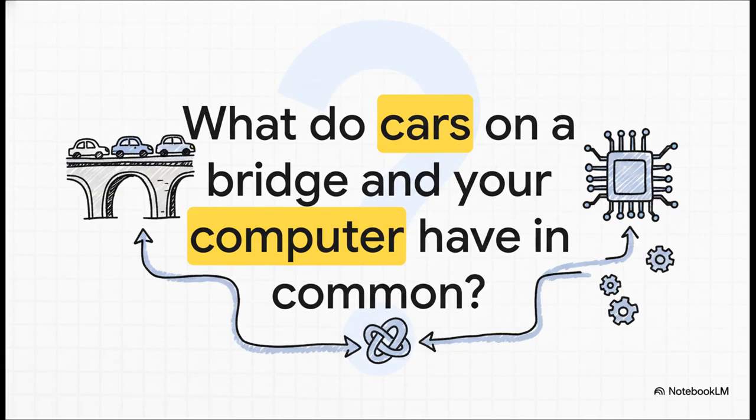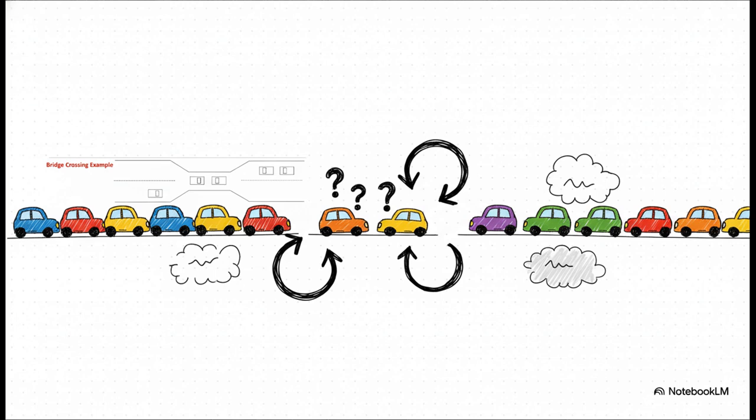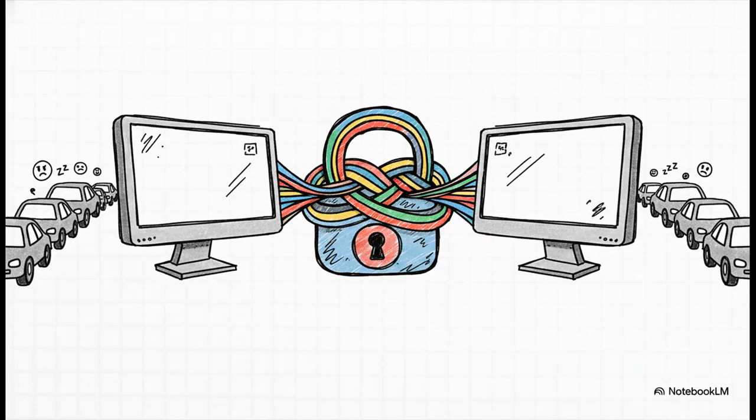Let's actually start with a super simple, real-world picture to get our heads around this. Okay, so picture this. A one-lane bridge. Traffic can only flow in one direction at a time. Think of each little spot on the bridge as a resource. Now, what happens when cars try to enter from both ends at the same time and they meet right in the middle? Nobody can go forward, nobody can back up. It is a total, complete standoff. They are stuck. And yeah, that situation right there, that's exactly what we call a deadlock in the computer world.